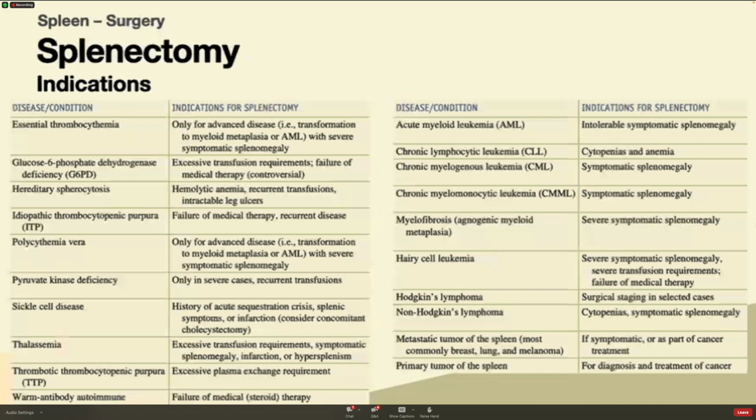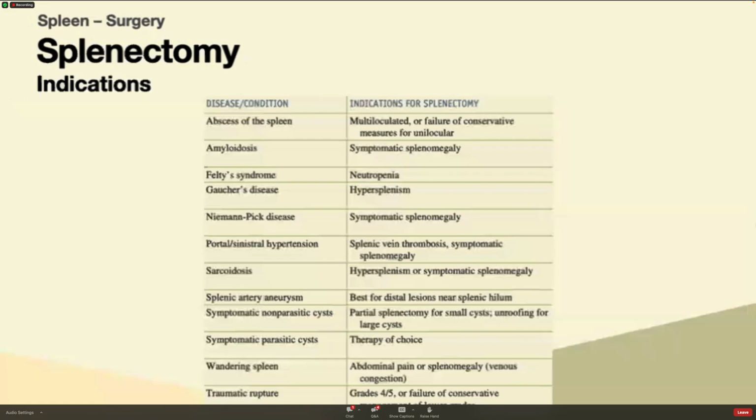These are the indications for splenectomy. So you don't really have to memorize all of these, but more or less these include benign and malignant hematologic diseases, and the indications for splenectomy usually are due to failure of medical therapy, the need for recurrent transfusions, symptomatic splenomegaly, and cytopenia. These are additional indications for splenectomy.